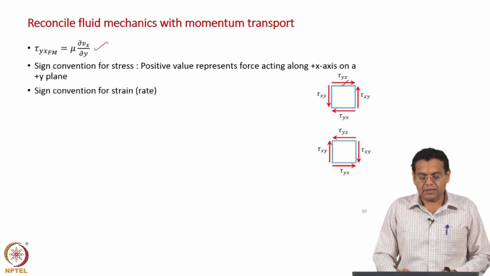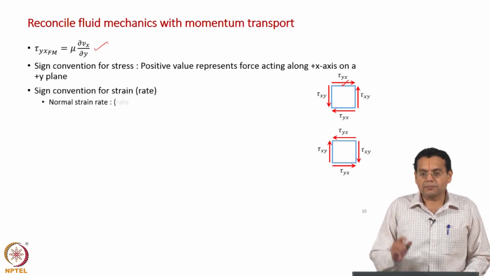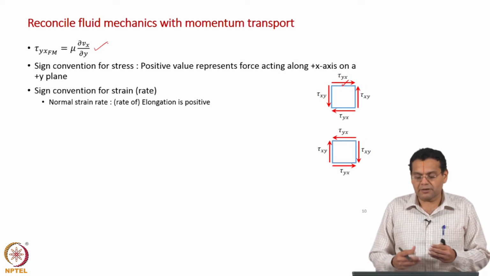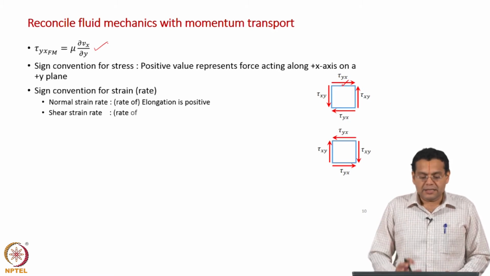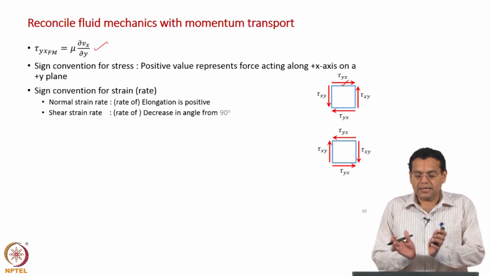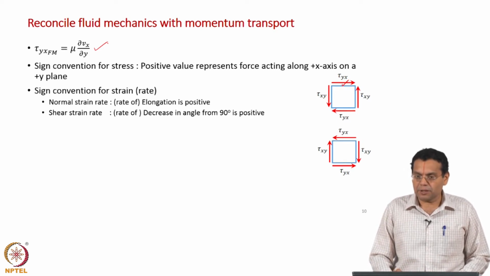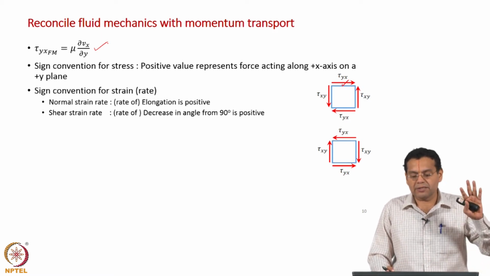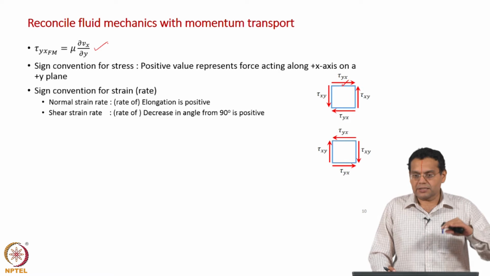Let us see what the sign convention for strain rate is, which I have already discussed. For normal strain, elongation is positive. So for fluids, for normal strain rate, the rate of elongation is positive. For shear strain rate, shear strain is positive when the angle between the two line segments decreases. So if the rate of decrease in angle from 90 degrees is positive, then it represents a positive strain rate. So we adopted one sign convention for stress and another sign convention for strain rate.